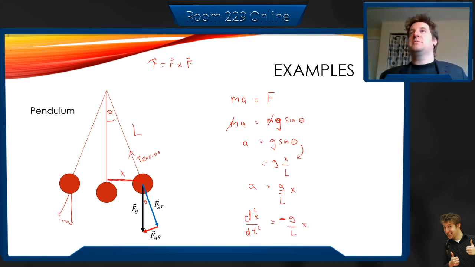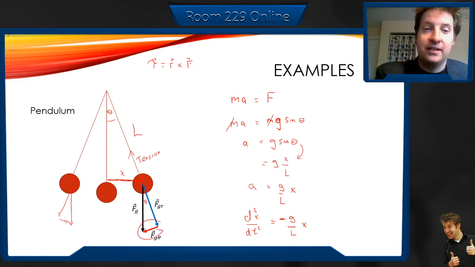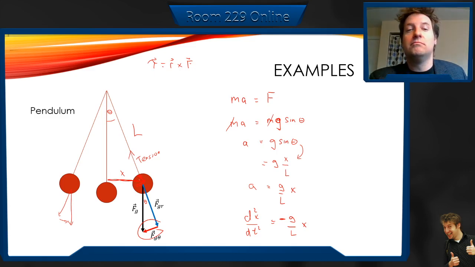Where did I come up with this magical negative? Where did that negative come from? How did a negative just magically appear? Anyone see why? Because it's always opposing the direction in which we extend it, right? We moved this away from its equilibrium position and it wants to go back. So it's a linear restorative force.